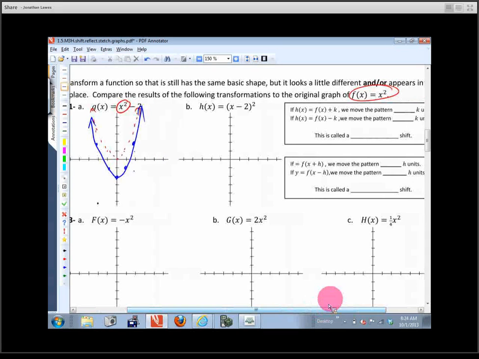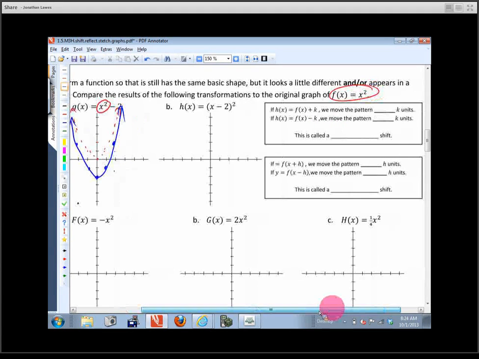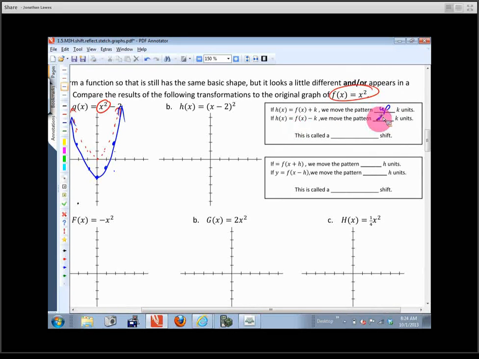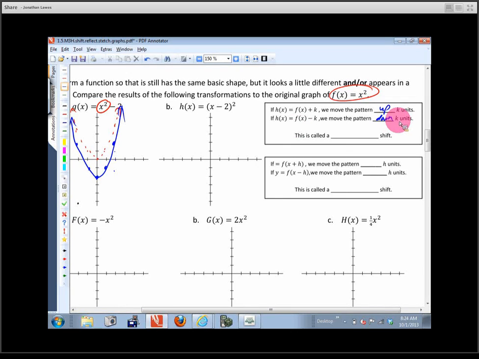So if I take a function and I add k, again, toward the beginning of the alphabet, that's going to be a constant. If I add something or subtract something after the function's made the shape, it's going to take the pattern and move it up or down based on whether we're adding something or subtracting something. We call that a vertical shift.